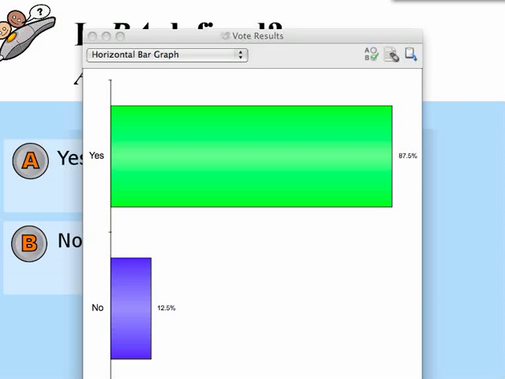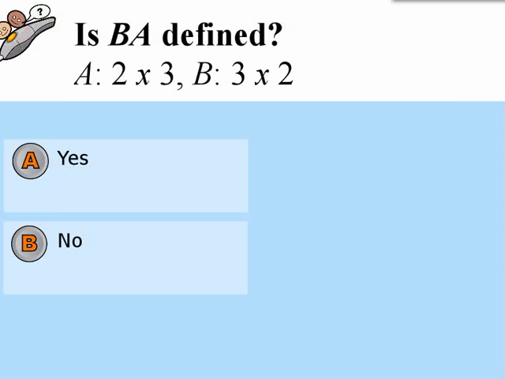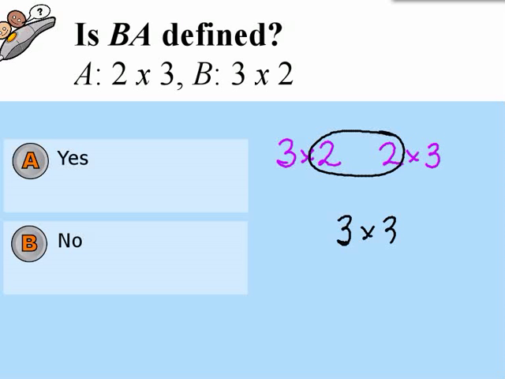Oh, good. Is b times a defined? And the answer is yes, because if you look at this, we've got a 3 by 2, that's for b. A is a 2 by 3. You notice here that your middle ones match, so you can in fact find that. And the resulting matrix will be a 3 by 3. All right, let's try another one.